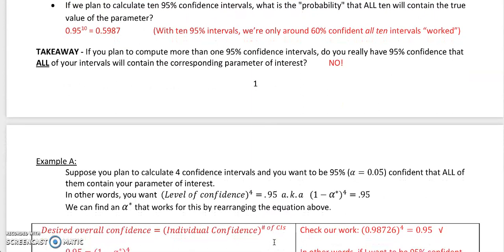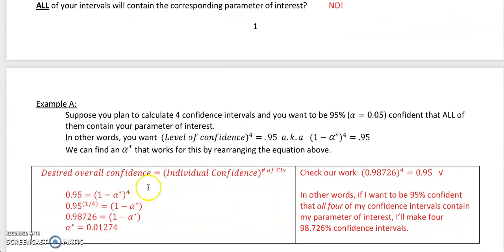So let me show you an example. I'm going to calculate 4 intervals. I want to be 95% confident. Well, I'll set 0.95 equal to 1 minus alpha star, and alpha star is just some sort of new significance level that I'm going to calculate. And I'll raise that to the 4th power. Because I want to know what 1 minus alpha star is, I can take both sides to the 1/4 power. That leaves me with just 1 minus alpha star here, times 0.95 to the 1/4.